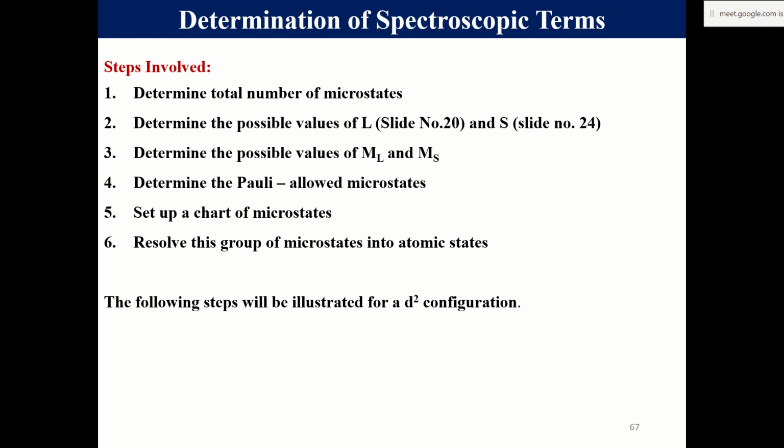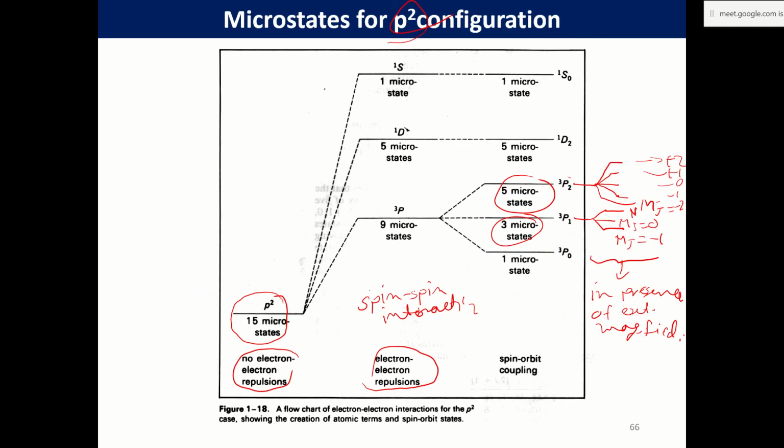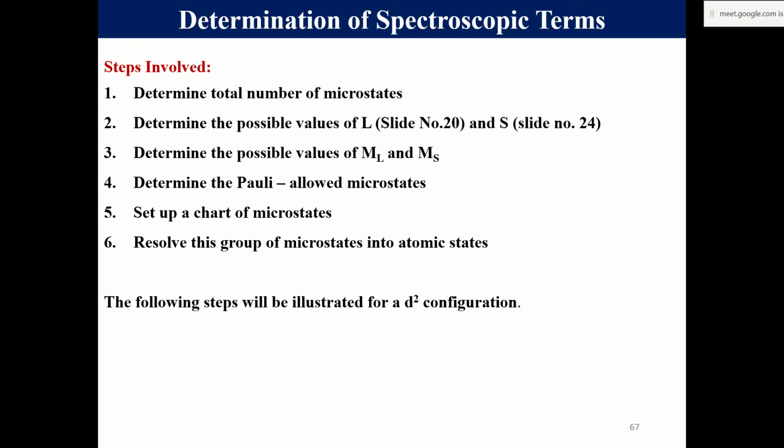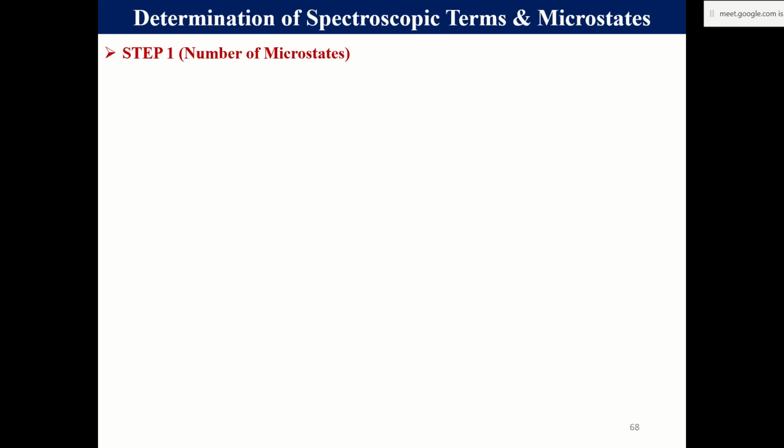So determination of spectroscopic terms involves, so we have already stated in previous slides how to do this. So determine the total number of microstates, determine the possible values of L, then possible values of ml and ms, determine the Pauli's allowed microstates, then set up a chart of microstates, resolve the group microstates into atomic states. So these are the 6 steps where you can do this. So D2 configuration, you can get similar examples.